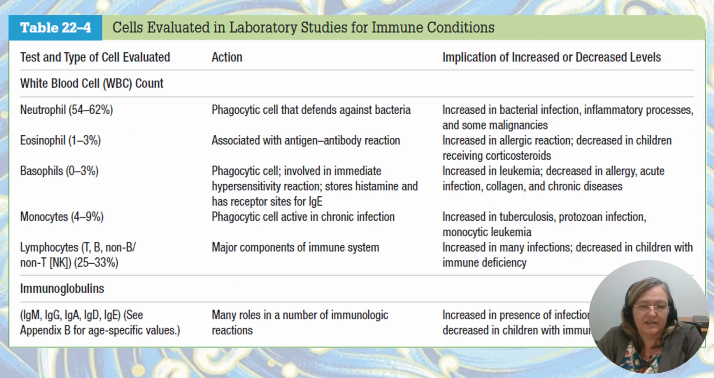So this slide gives a little bit of information. So we know that if you're low on, say, basophils, it can point us to certain illnesses. Basophils are increased in leukemia, but decreased if you have an allergy or an acute infection. Monocytes, if they're high or low, that can also point to, for example, leukemia, tuberculosis, protozoan infections. So that gives us an idea of what we're dealing with when we test for those.